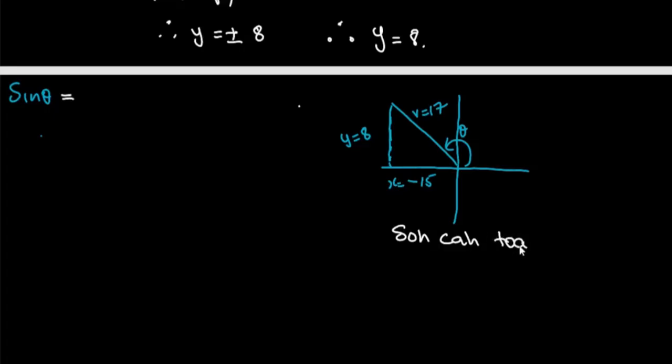why are we saying this should be easy? Because if we use the SOH-CAH-TOA tool, we know that sine theta is equal to opposite, which is 8, over hypotenuse, which is 17. Then we need to go to number B. We need to answer number B.